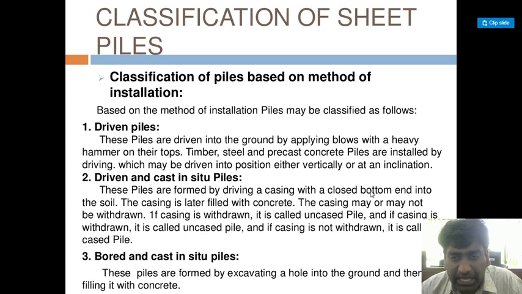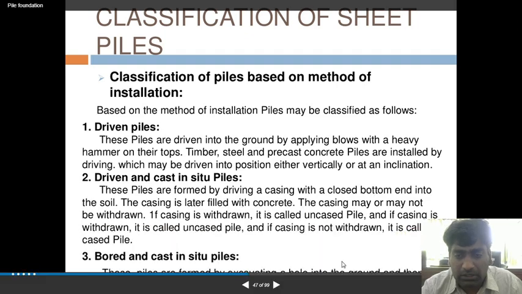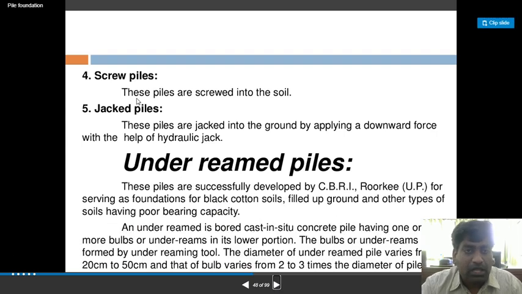Bored cast in situ piles. These piles are formed by excavating a hole into the ground. Screw piles. These piles are screwed into the soil. Jack piles. These piles are jacked into the ground by applying a downward force with the help of a hydraulic jack.